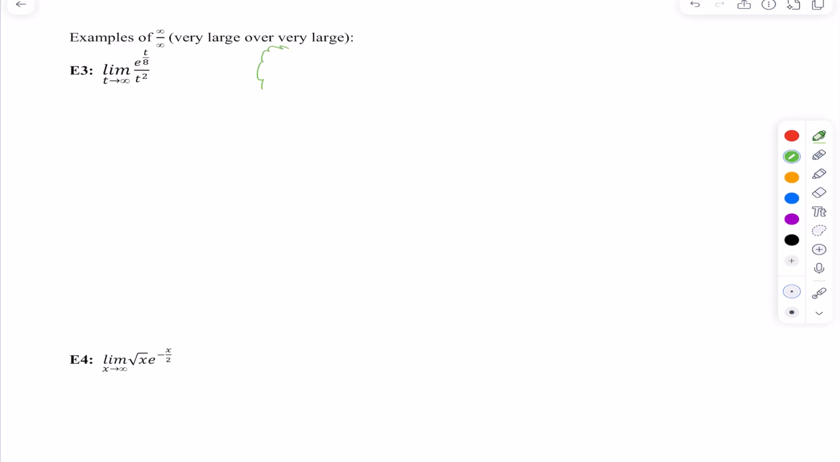So e raised to very large. What is e raised to very large? Well, that is still very large. And what is very large squared? Well, that's still very large. So we have very large over very large.